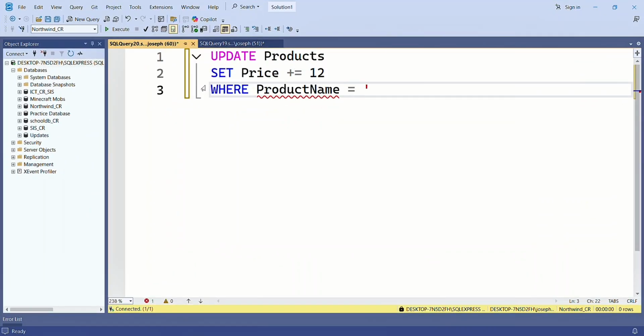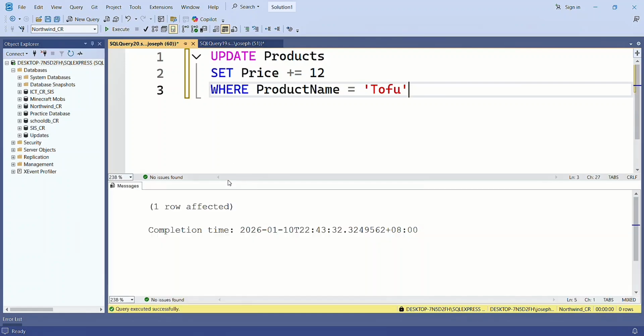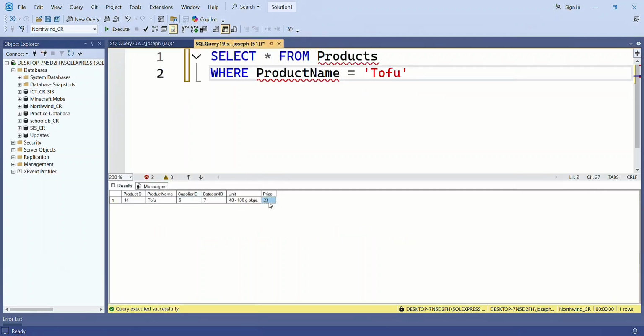This is our query, and we will set the price to now. If we execute this, it says one row affected, meaning it worked. But it doesn't end there yet, we have to check it. The price for the tofu is 23. Once we execute it again, it's now 35, meaning the value of the tofu was increased by 12.